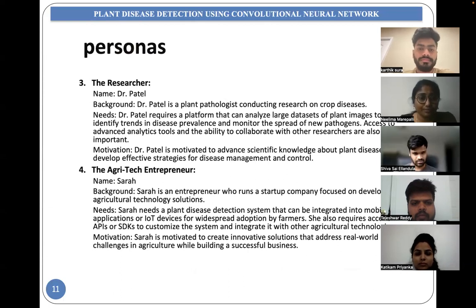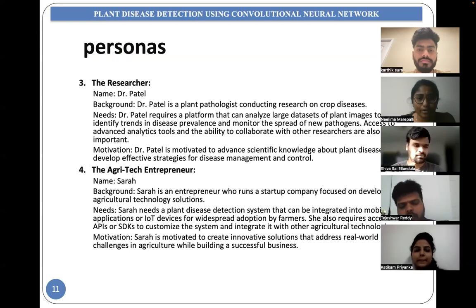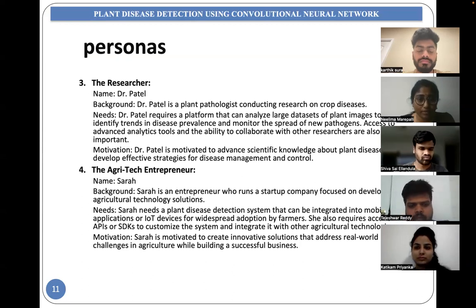So that agriculture officer goes to the researcher after that. He requires a platform that can analyze large data sets of plant images to identify trends in these diseases' prevalence and monitor the spread of new pathogens, and access to advanced analytic tools and the ability to collaborate with other researchers also. It's an important thing. The last one, the agri-tech enterpriser.